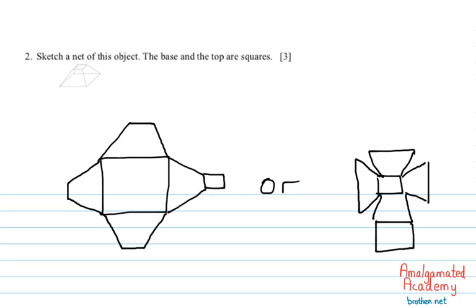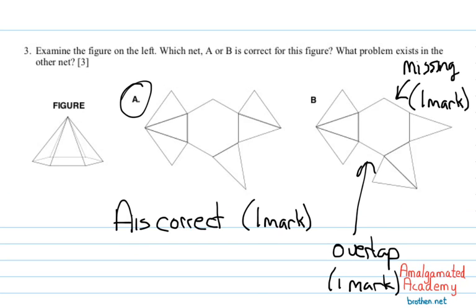Here's your two options for sketching the net. There's a couple other options, I suppose, but these are the two that were primarily chosen. They didn't have to be artistic, but they did have to line up, and that was 3 marks. With this one here, you needed 1 mark to show that A is indeed the correct answer. You needed to tell me that there was a problem with 2 triangles overlapping there for 1 mark, and you needed to tell me that there is a missing piece right there for 1 mark.